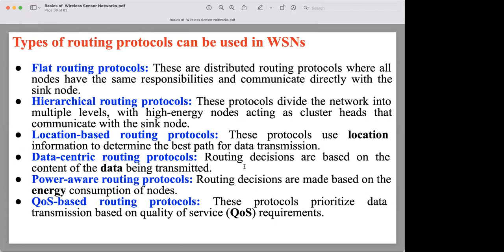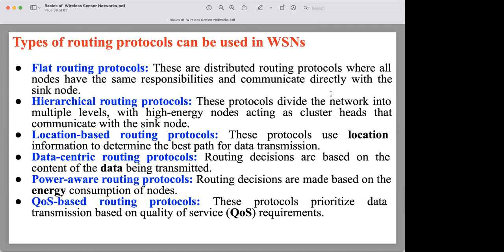So one is the flat routing protocol, which is the simplest routing protocol. That means a distributed routing protocol where all nodes have the same responsibility and communicate directly with the sink. Whatever data is there, I can take the data and directly communicate it to the sink. This is the flat routing protocol, but practically that is not much useful. Why? Because of the direct communication.